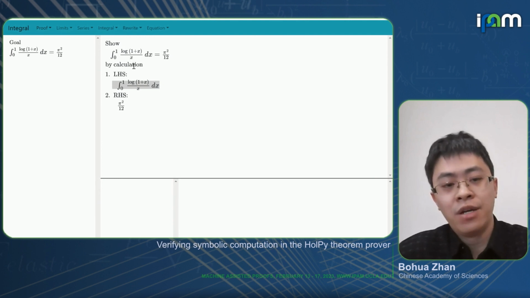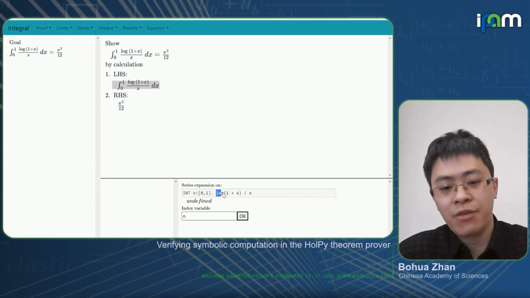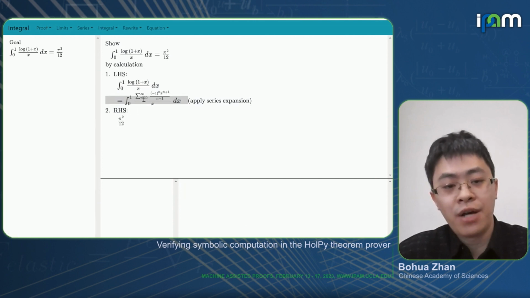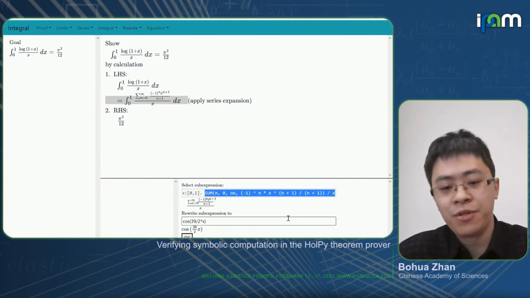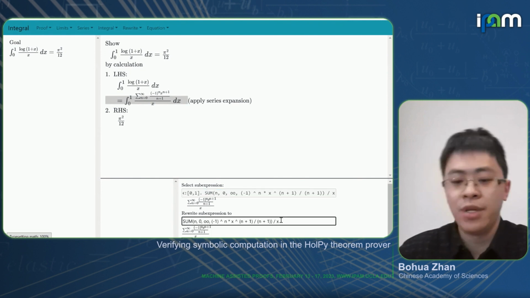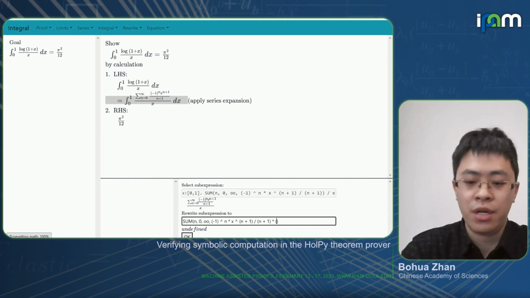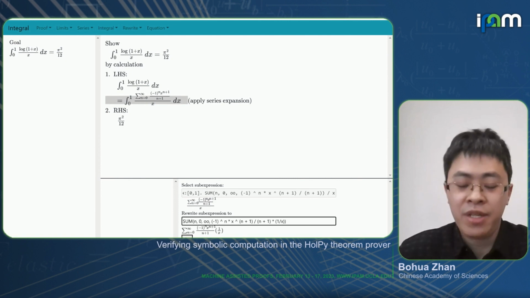And then on the left hand side, the first step is to use the Taylor expansion for the log function. So we do the series expansion, and we select that we wish to expand the log function. The index variable is fine, and this allows us to expand it like this. And then we do some rewriting here to move this 1 over x inside the sum. This is somewhat a manual step that the user has to do, and that perhaps we could eliminate by improving our automation in the future.